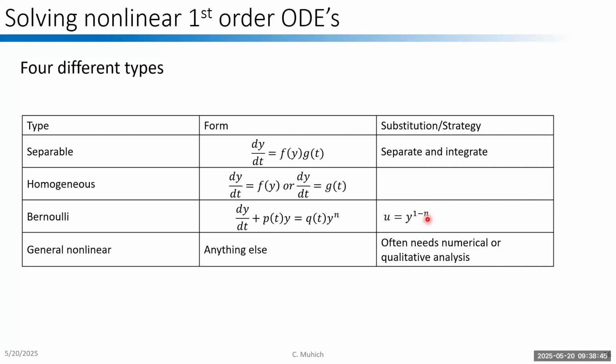We can also have just general nonlinear functional forms, which are anything else. And these often require advanced numerical or advanced qualitative analysis to solve. We're not going to go into the advanced qualitative analysis today, but I will show you later a simple numerical approach to solving this.